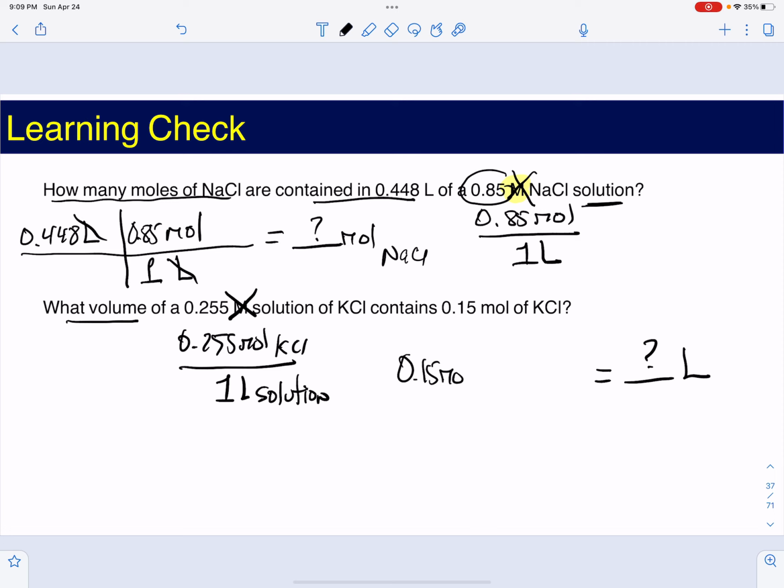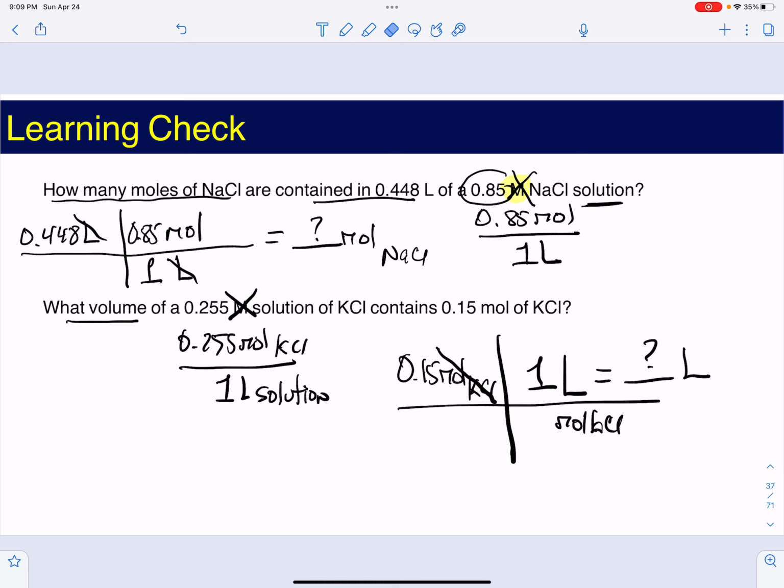0.50 moles of KCl? And the answer is yes, I have a conversion factor. I do not want the moles of KCl because I want the liters of KCl, right? So 1 liter over 0.255. And once you do that, you can find the volume.